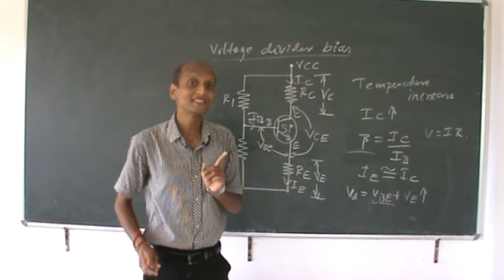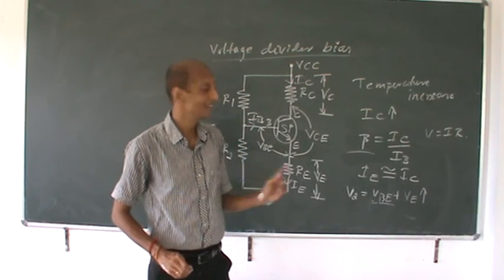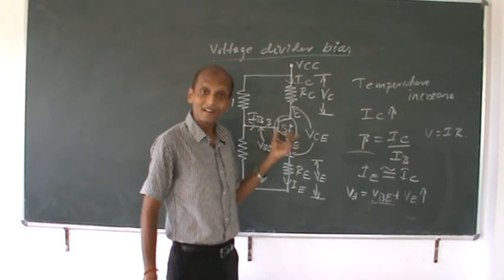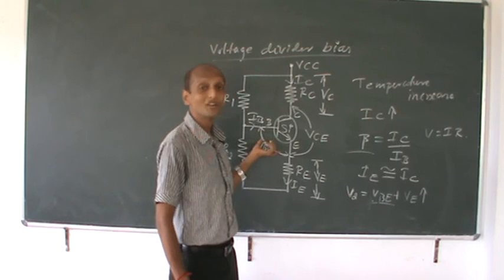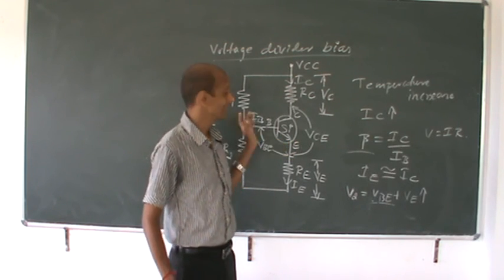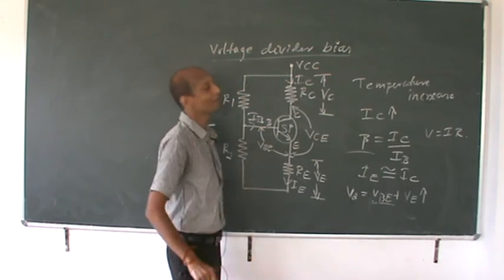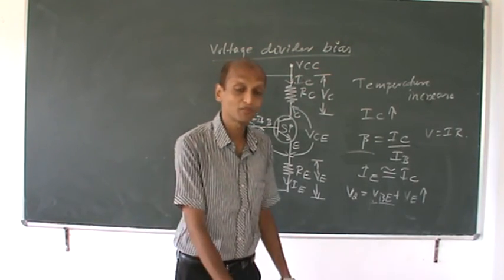We have also seen alpha in our last year classes. So what is alpha? Alpha is your current gain in a different configuration, that is your common base configuration, isn't it? Yes, so this is how we can see all these things.